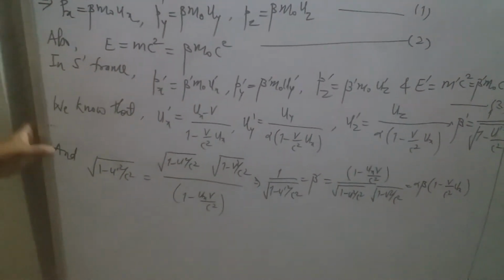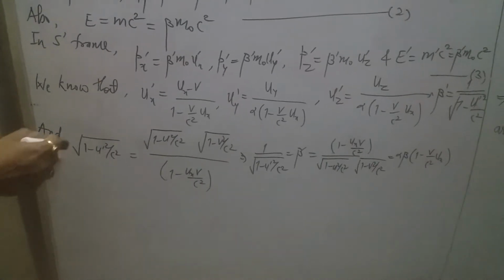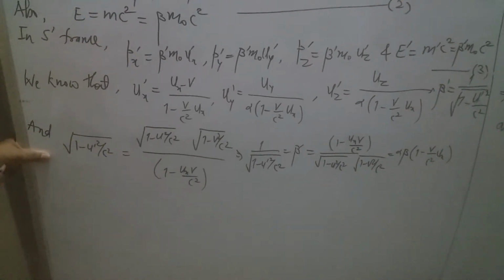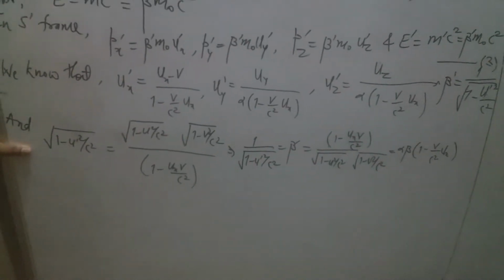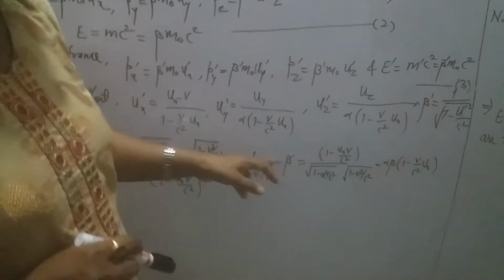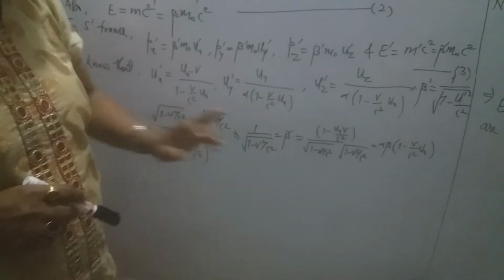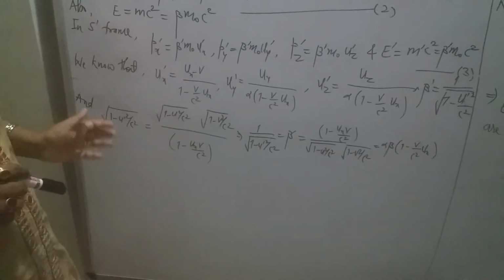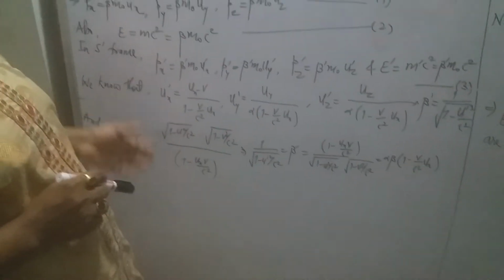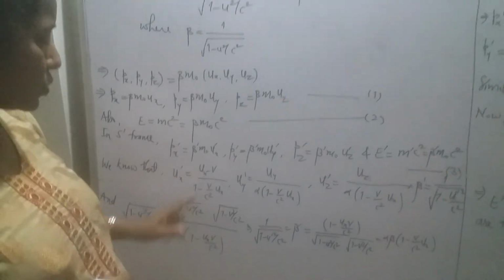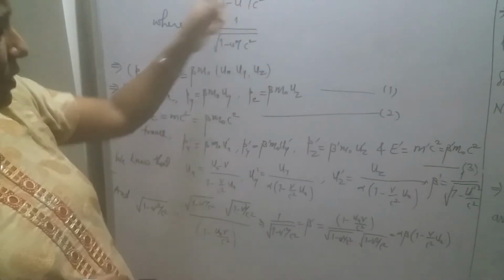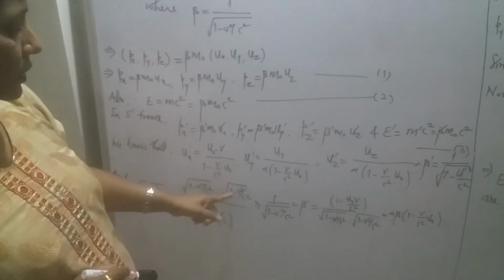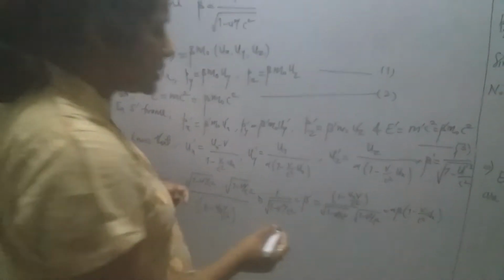And also we have the transformation of the Lorentz contraction factor, that is, under root of 1 minus u dash square by c square is given by this relation. Now we have beta dash as 1 upon under root of 1 minus u dash square by c square, so we take the reciprocal of this term. Taking the reciprocal of it, we will get this term in the numerator. These two terms: 1 upon under root of 1 minus u square by c square is beta, so we denote it by beta, and 1 upon under root of 1 minus v square by c square is alpha.